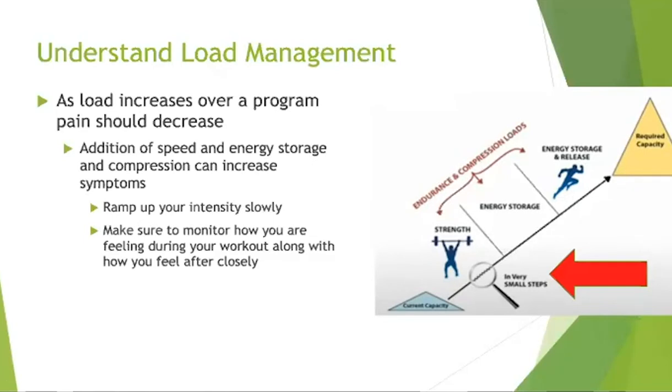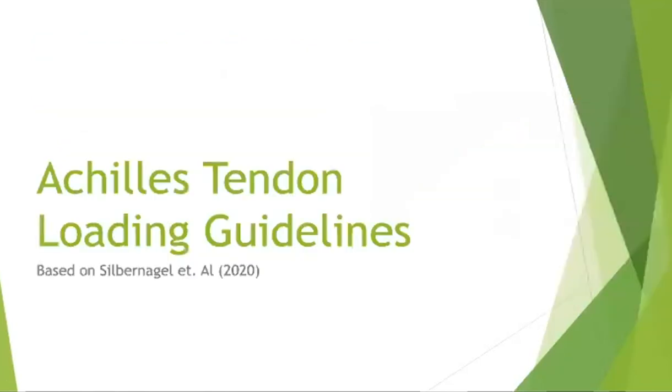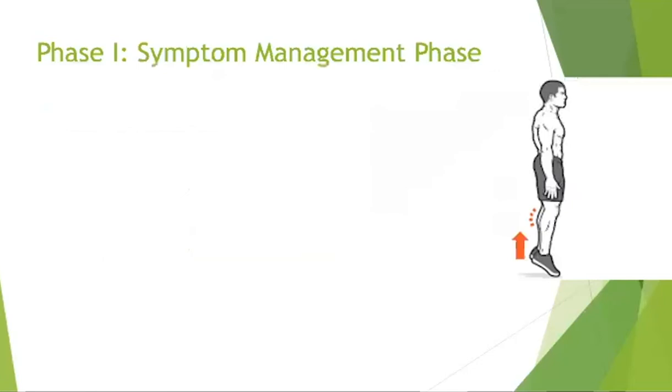So we're going to do a little bit of a case study here on the Achilles tendon. We're going to look at some general guidelines of how to strengthen and load it in 4 phases. This is based on a paper from Siebernickel in 2020. The first phase is going to be going from high pain and low tolerance to eventually low pain and high tolerance. Okay. So the first phase for the Achilles tendon is going to be the symptom management phase.